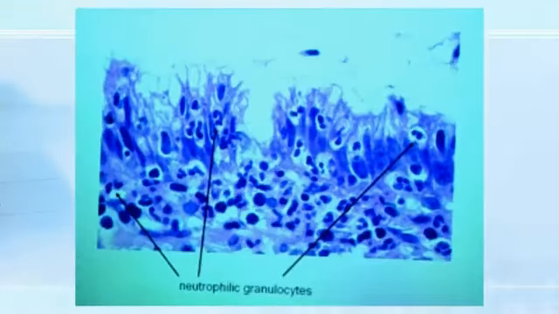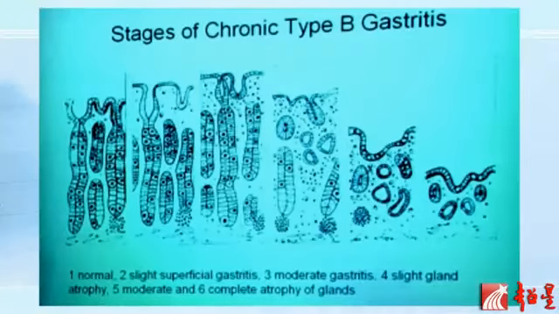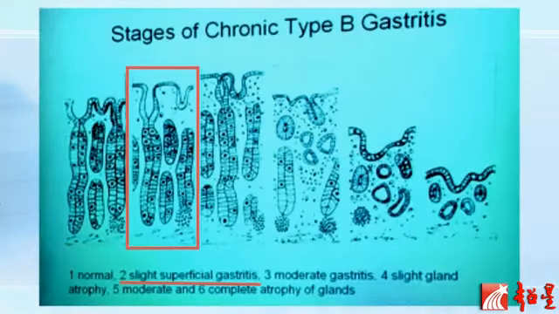And this picture also shows us neutrophils. Neutrophils mean acute gastritis. And this picture shows us the stages of chronic type B gastritis. Here is the normal, and then first is slight superficial gastritis.